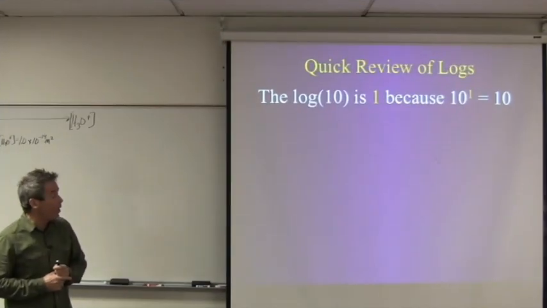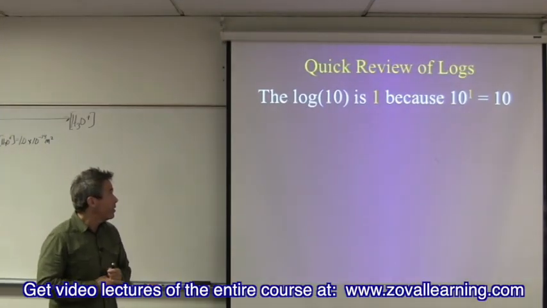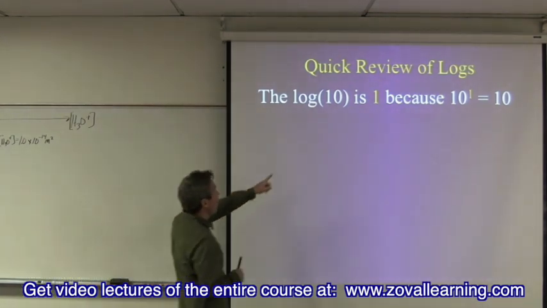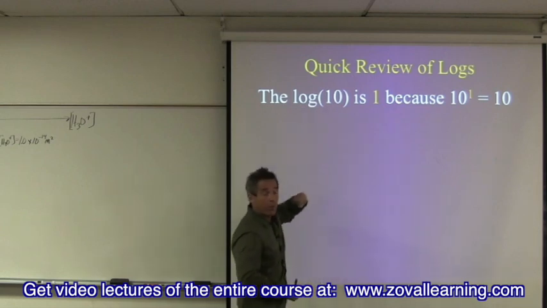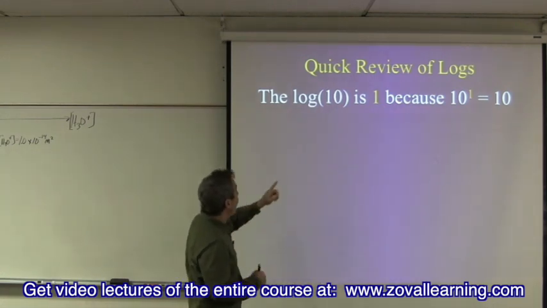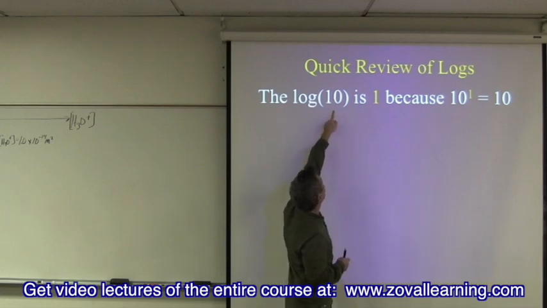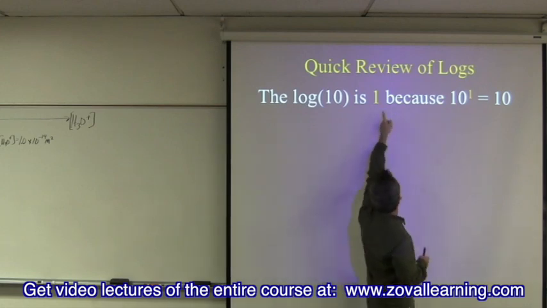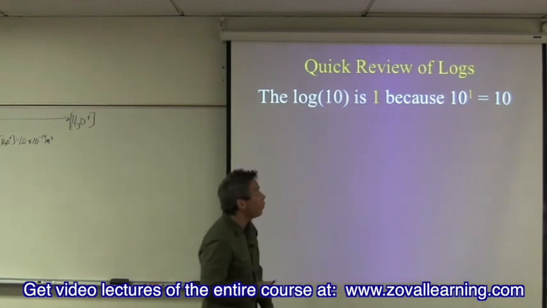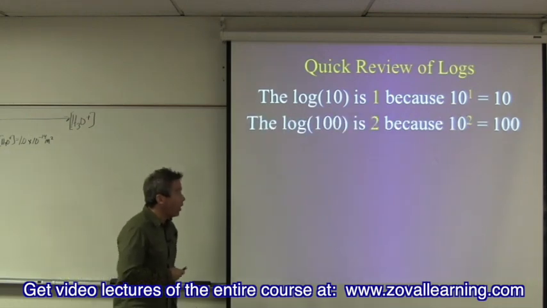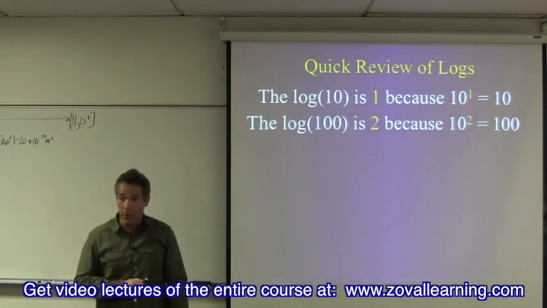The log of 10 is 1 because 10 to the 1 equals 10. This is called the argument of the logarithm, what is in parentheses. So when you're figuring out the logarithm of that number, you say, what power do I raise 10 to get that number? In this case, we raise 10 to 1. So the log of 10 is 1 because 10 to the 1 equals 10. The log of 100 is 2 because 10 to the 2 equals 100.